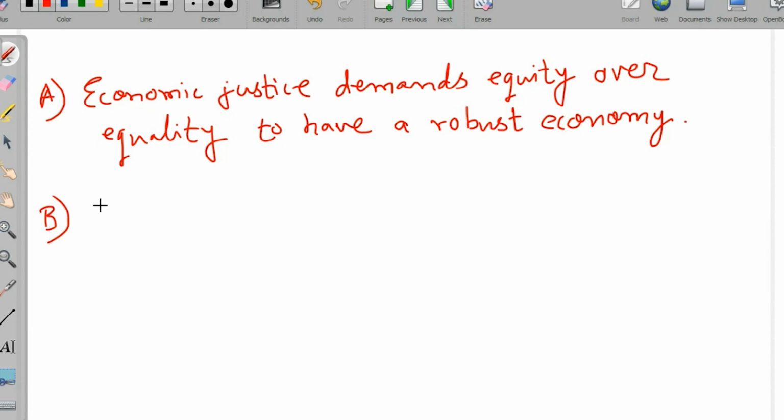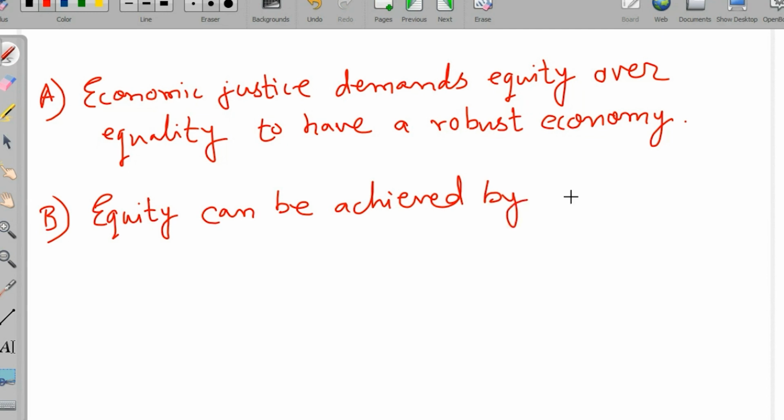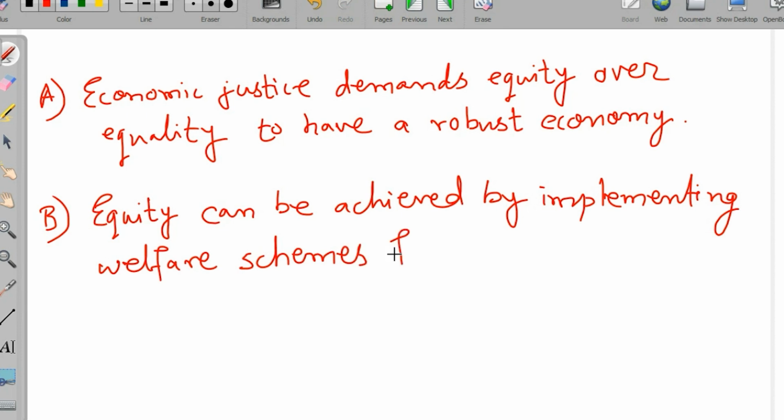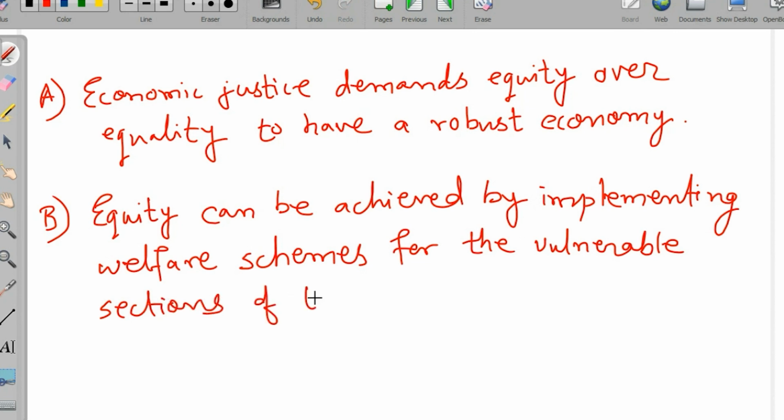Statement B says that equity can be achieved by implementing welfare schemes for the vulnerable sections of the country.